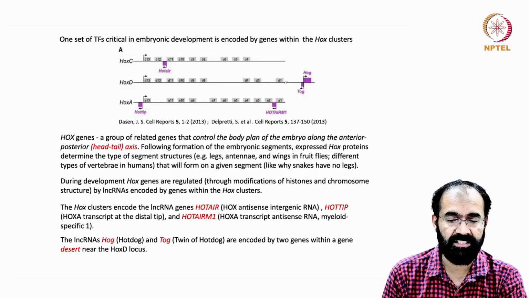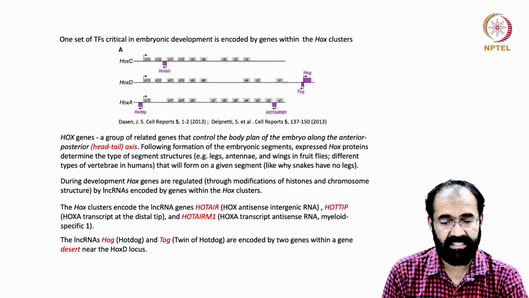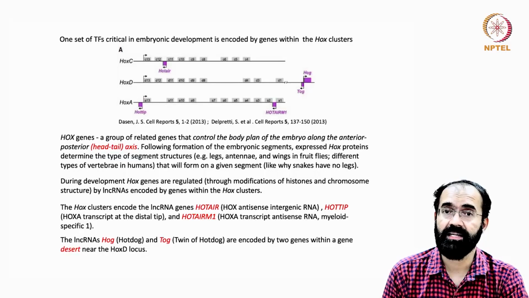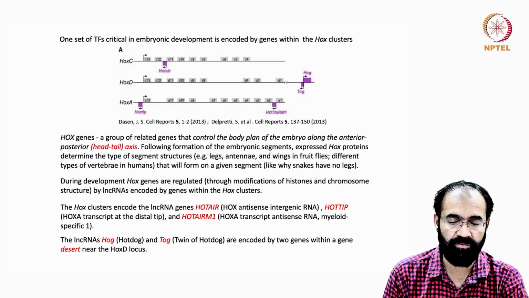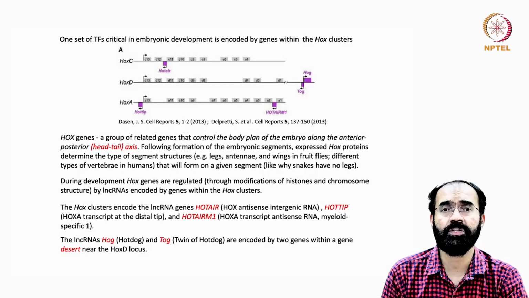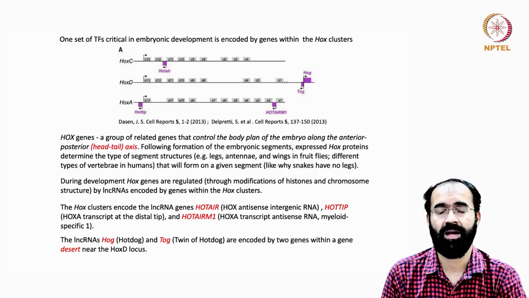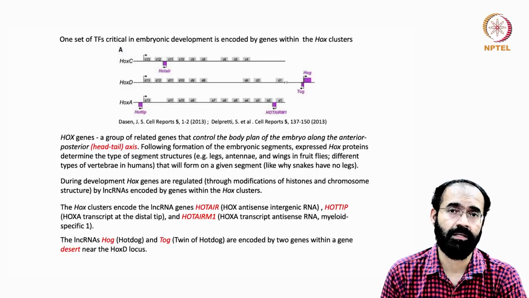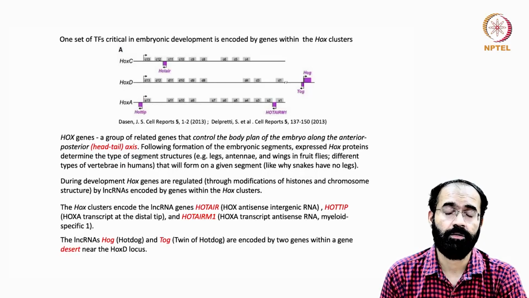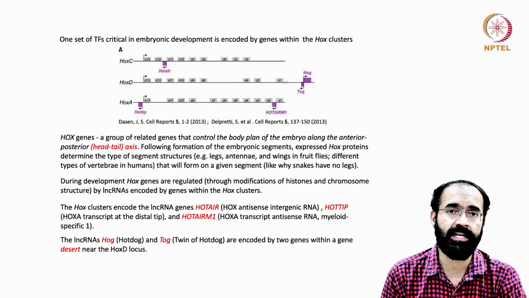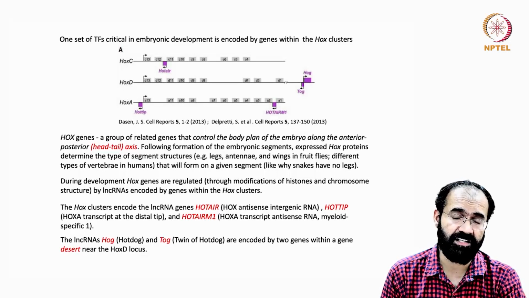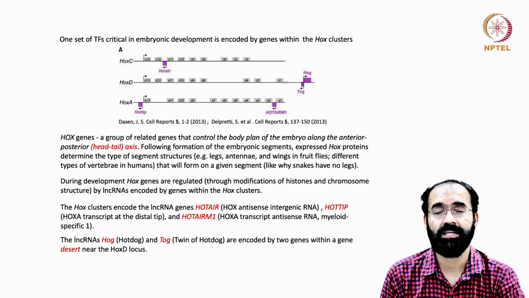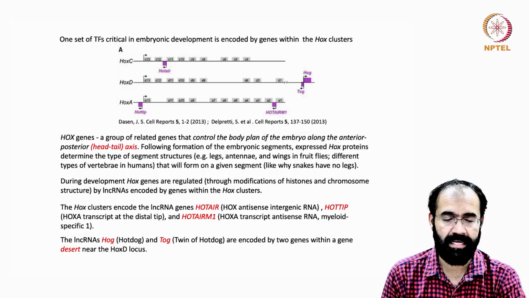So the segment structures include the legs, antennae, and wings in fruit flies. Fruit fly means Drosophila melanogaster. And there are different types of vertebrae in humans: you have cervical vertebrae, thoracic vertebrae, abdominal region vertebrae, lumbar vertebrae, and towards the end, like in other vertebrates which have a tail, the bony structure in your vertebral column will continue until the end of the tail.